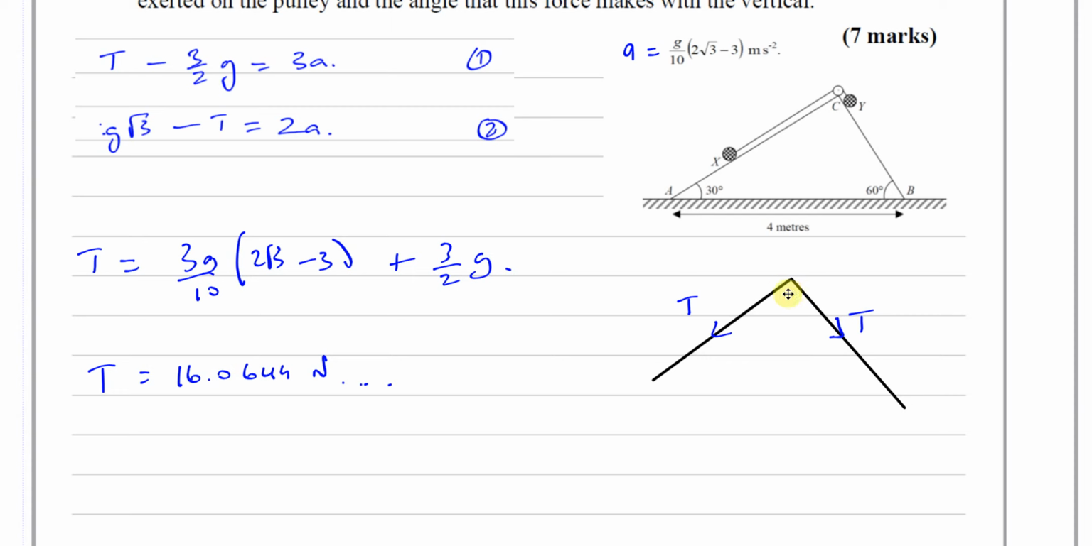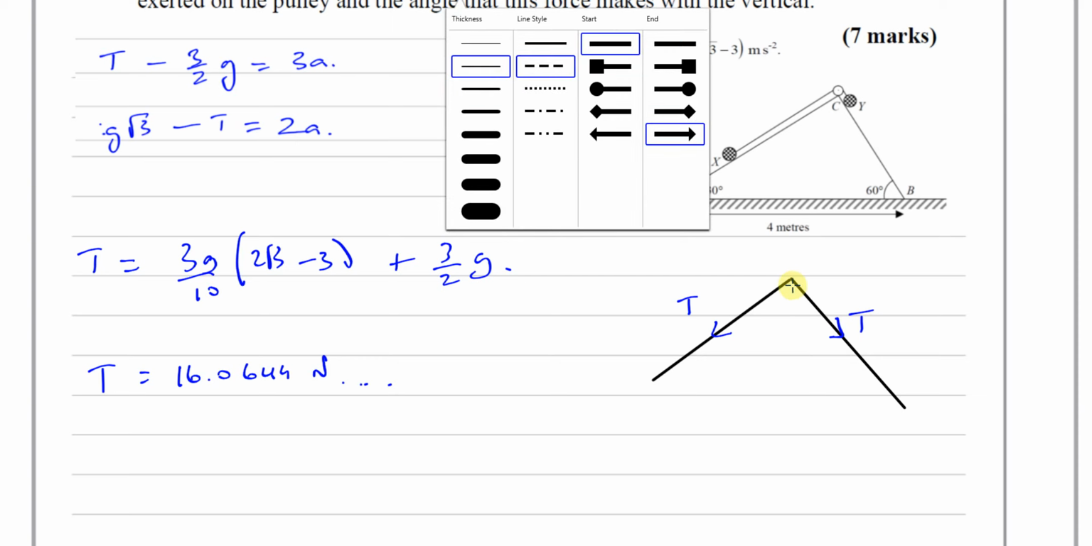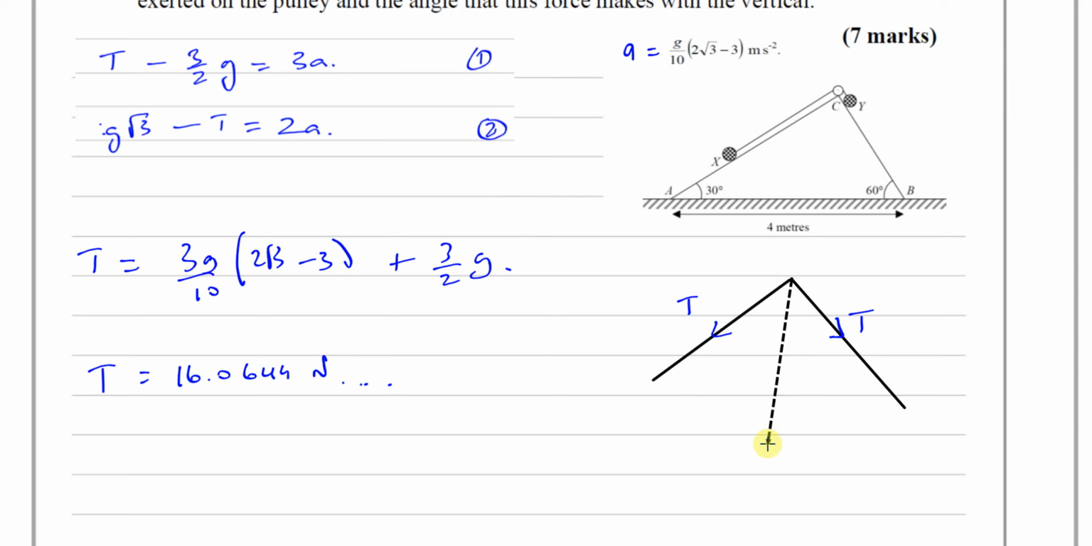Okay, now what we can do is, because these two tensions are the same, we can realize that the resultant force is going to be exactly halfway between them. That's the resultant force exerted on the pulley. It's tension pulling that way, tension pulling that way. So the resultant force is going to be exactly halfway between them. Now, if this is 30, this is 60, and this is 90 degrees, that means this angle here must be 45, and this angle here must also be 45.